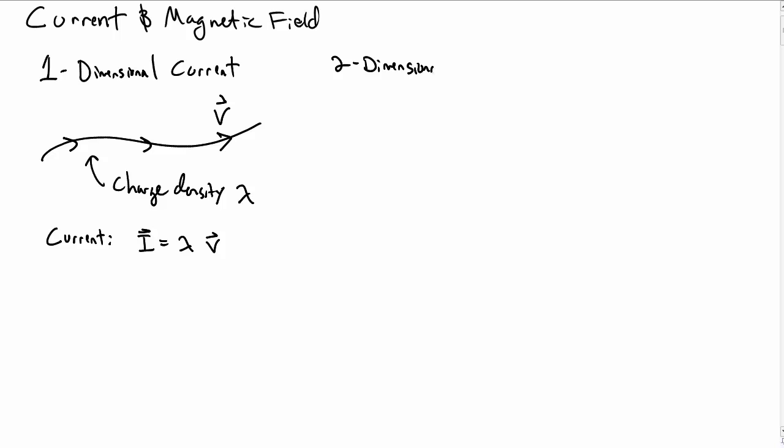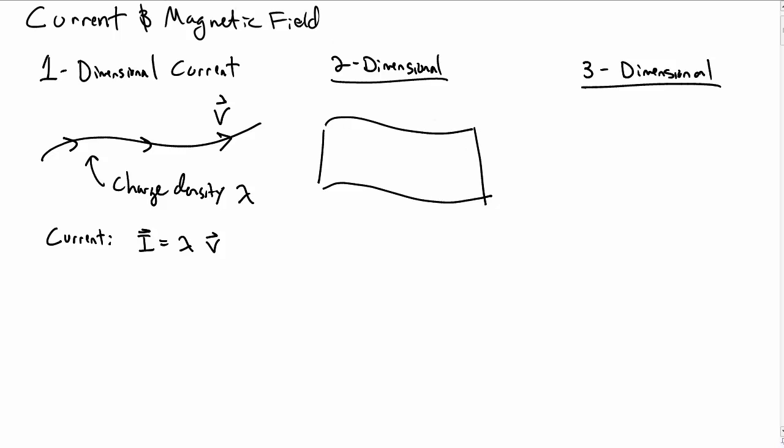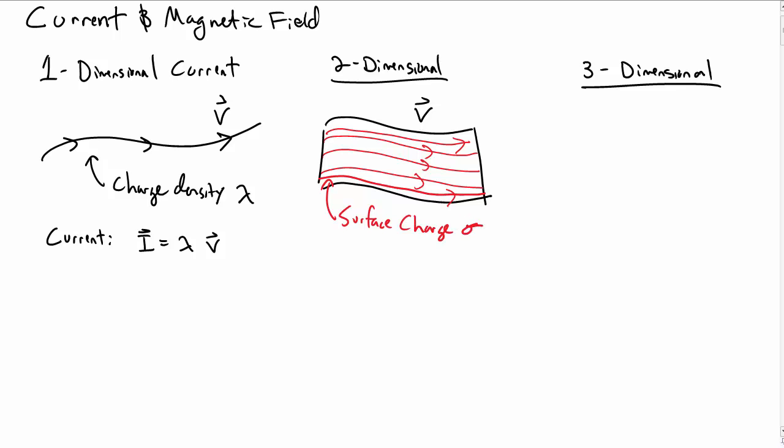In two dimensions, well, you can have a two-dimensional current in addition to a one-dimensional current, as well as a three-dimensional current. So let's discuss those other cases as well. A two-dimensional current would be like some kind of sheet of charge, and the charge is moving at some velocity v. So there's some surface charge with density sigma, and then we say there's a surface current. We call it K vector for the surface current, and that's sigma times v, where v is the speed of the charge.